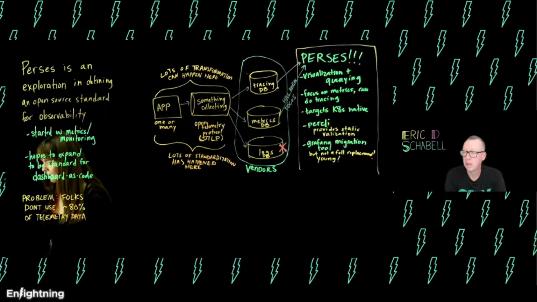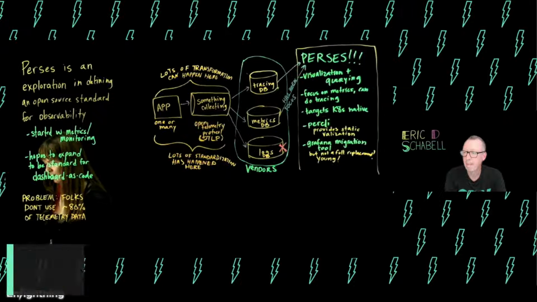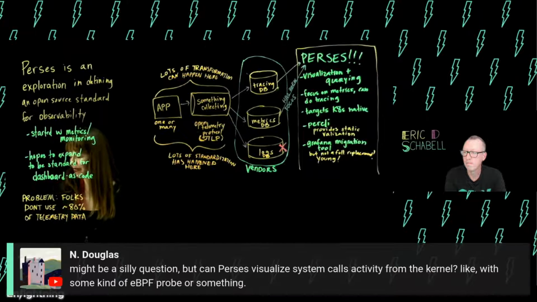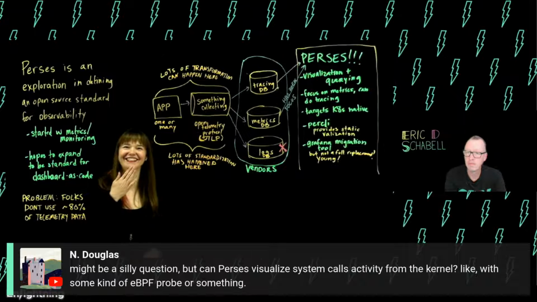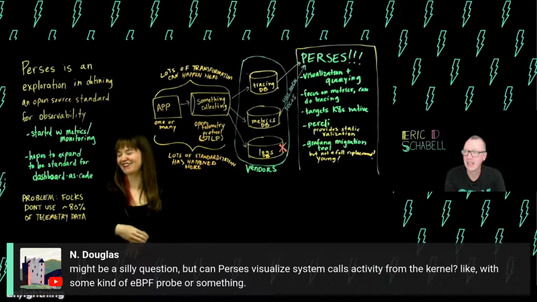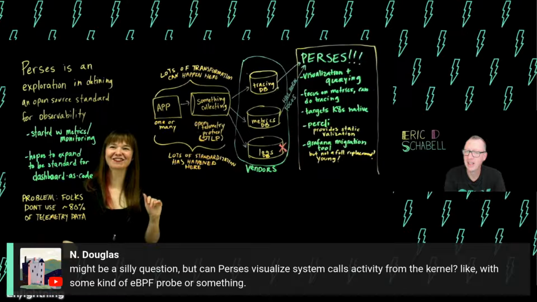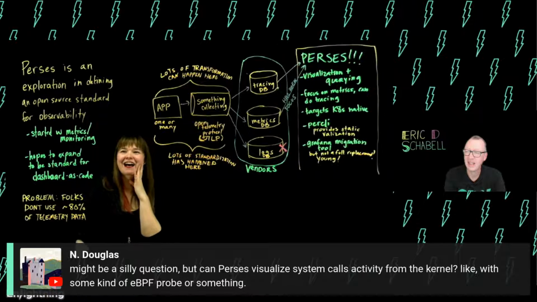And then we have a question too. The question's from Nigel. Oh, sorry, Douglas. I think maybe you were a guest of mine on Cloud Native Live before. That's why I said the name. So this might be a silly question, but can Perses visualize system calls activity from the kernel, like with some sort of eBPF probe or something?